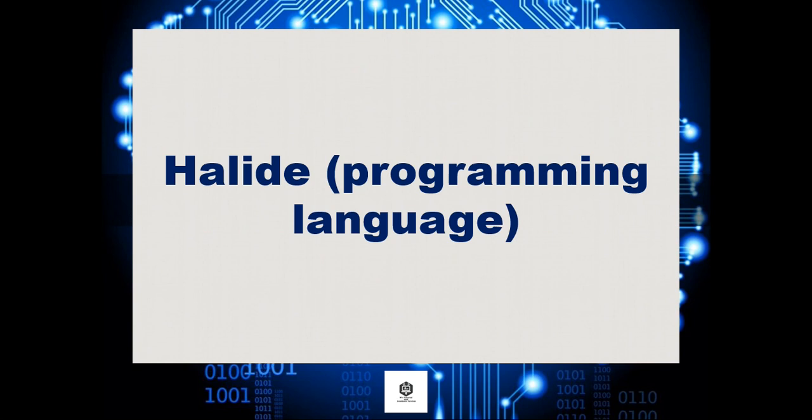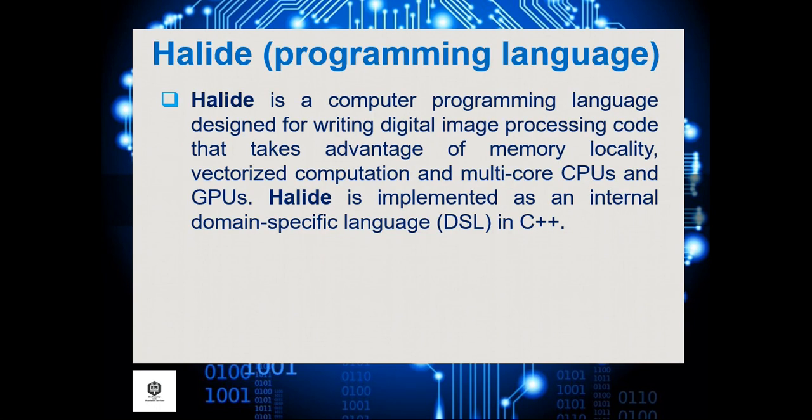Halide programming language. Halide is a computer programming language designed for writing digital image processing code that takes advantage of memory locality, vectorized computation, and multi-core CPUs and GPUs. Halide is implemented as an internal domain-specific language, or DSL, in C++.